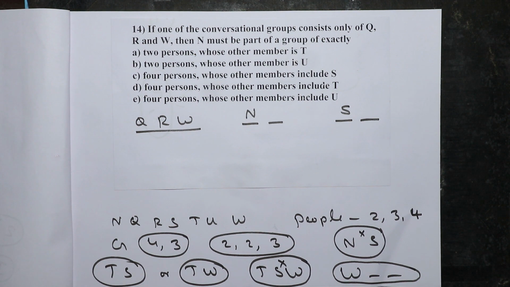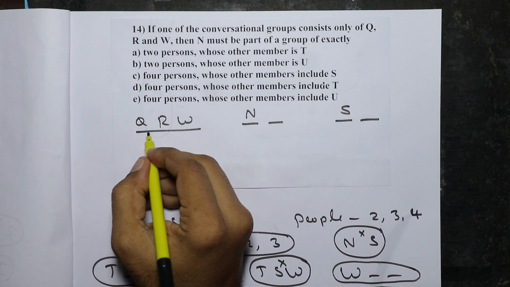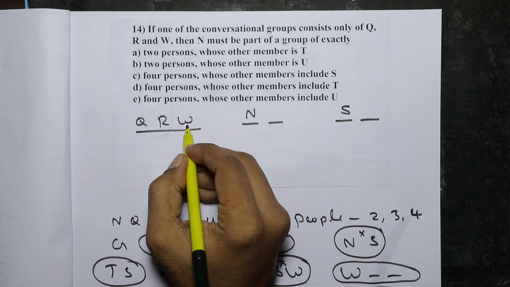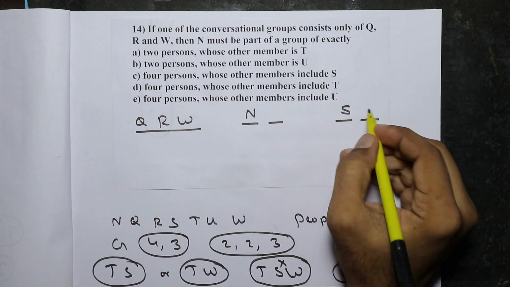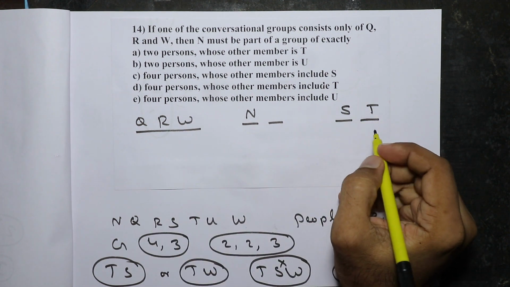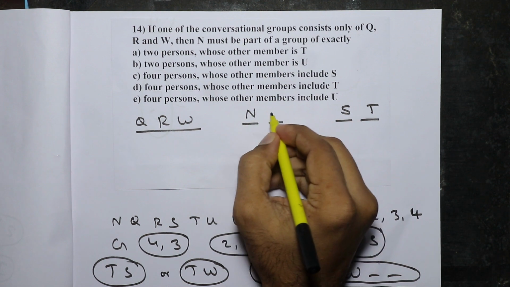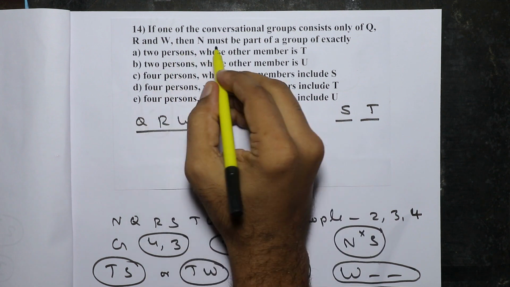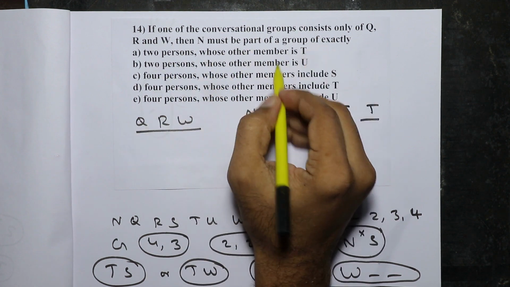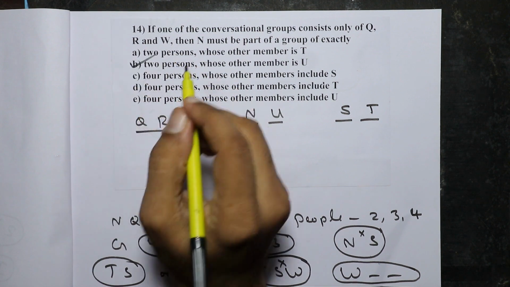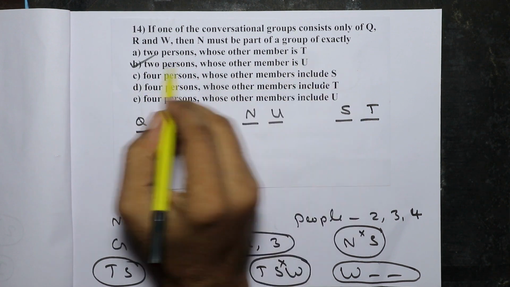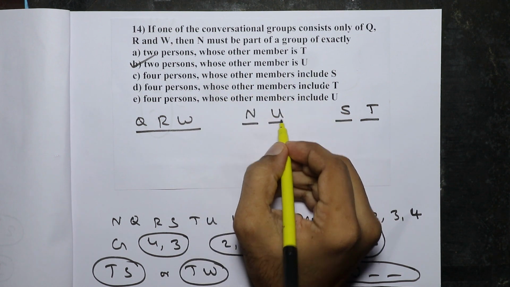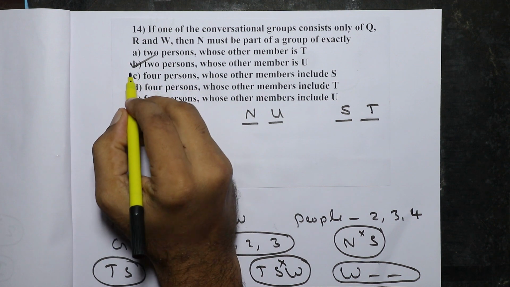Now T should be paired up with either S or W. This group is fully filled, so we cannot have T here. So T cannot be paired with W, which means T should be paired with S. So T should be in this group. Now the only person left is U. So this group can be filled with U. Now the question is, N must be a part of a group of what type? N should be in a group of exactly 2 people, whose other member is U. That must be true. Hence option B is the right answer.